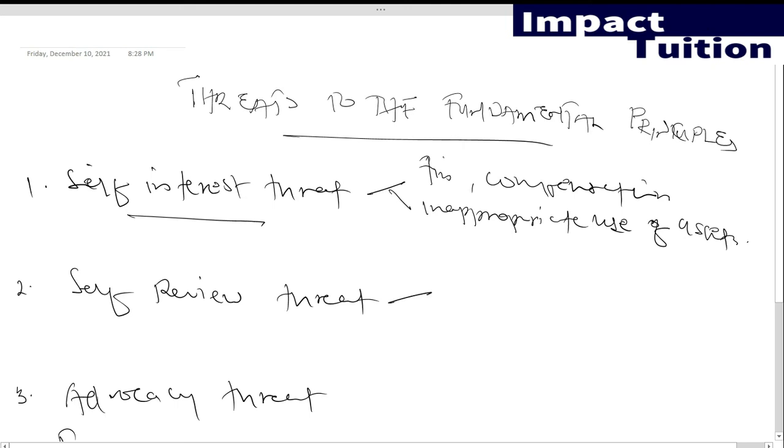Self-review threat occurs when a previous judgment needs to be re-evaluated by the professional accountants responsible for that judgment. A professional accountant has made a decision or has applied their professional competence in making a judgment, and that same person is responsible for re-evaluating the decision made. Such a situation will lead to a self-review threat.